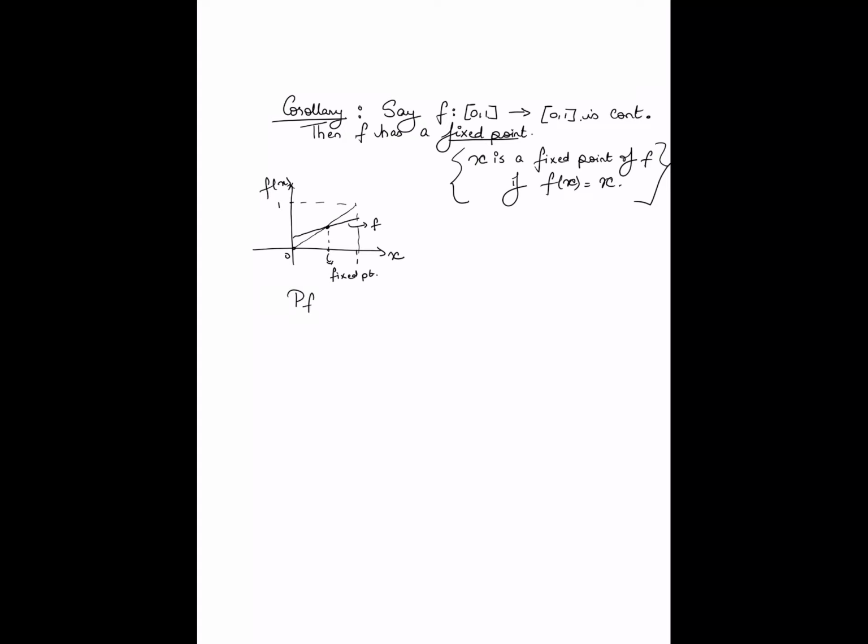The proof is actually a remarkably straightforward application of the intermediate value theorem. So what we are going to do here is define a new function g as follows: g of x is equal to f of x minus x. Now g as constructed is such that any point where g is 0 is a fixed point of f. So the zeros of g, points where g of x is equal to 0, are fixed points of f.